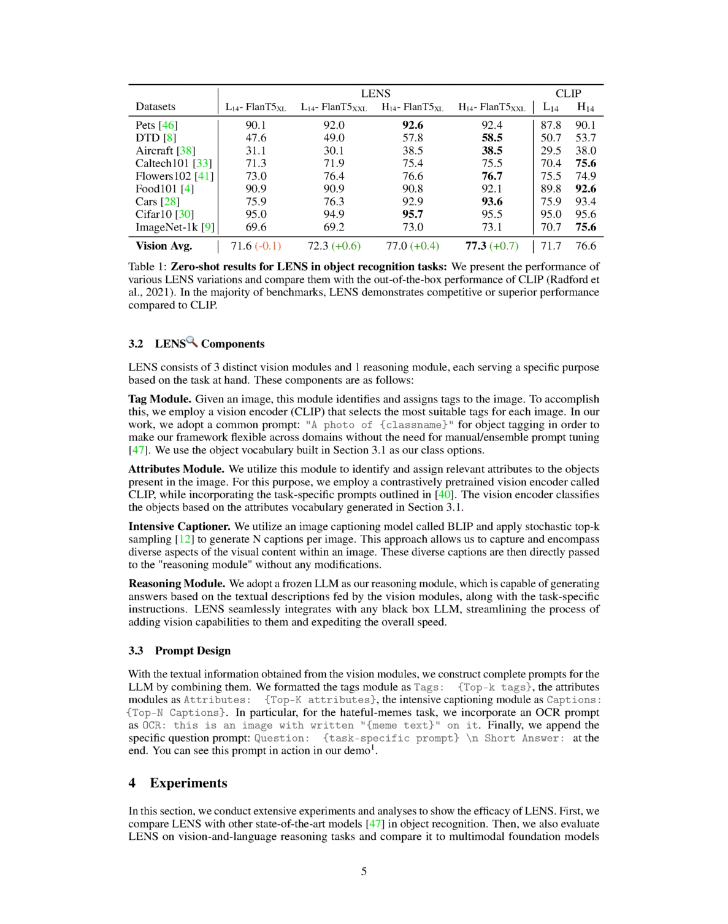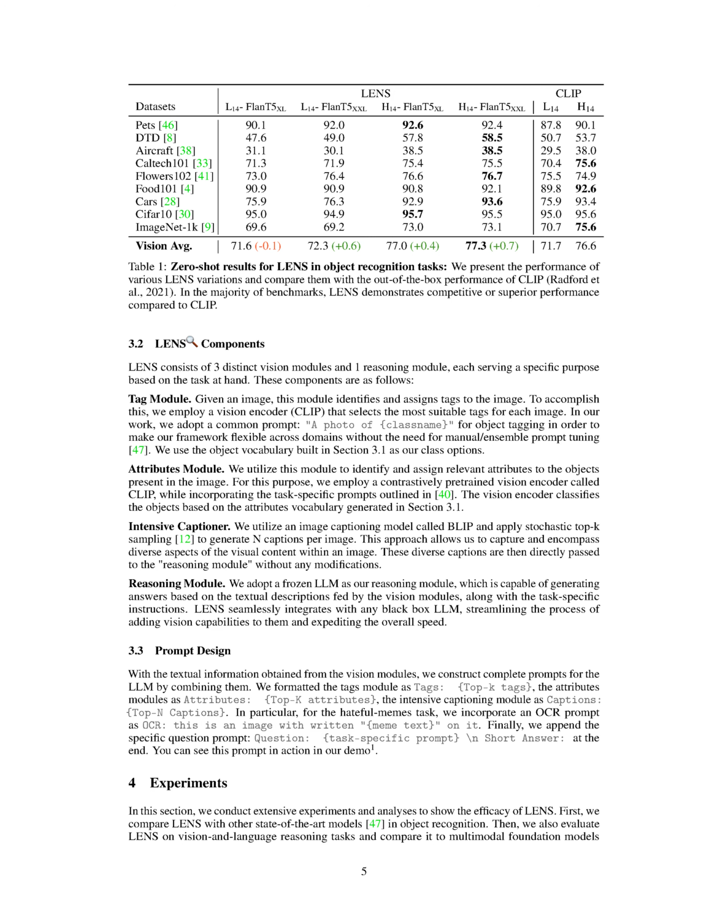Section Summary. The Lens system consists of 3 vision modules, the tag module, attributes module, and intensive captioner, and 1 reasoning module. The vision modules use CLIP to identify tags, attributes, and generate diverse captions for an image. The reasoning module, based on a frozen LLM, generates answers using the textual descriptions from the vision modules and task-specific instructions. The prompts for the LLM are constructed by combining the outputs of the vision modules and appending a specific question prompt.